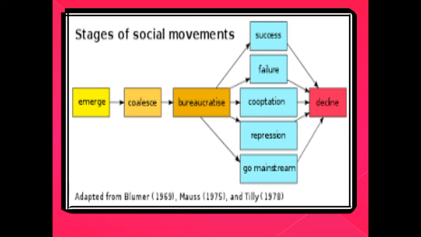Further to that, co-optation, that is adding members to this allied group, this particular group. Next is repression, that means fall down, or the action or process of suppressing a thought or desire. Next, go mainstream, that means neutralize, yes, to make neutral.